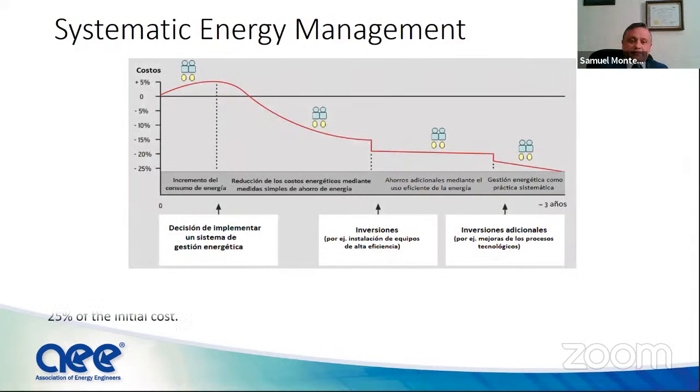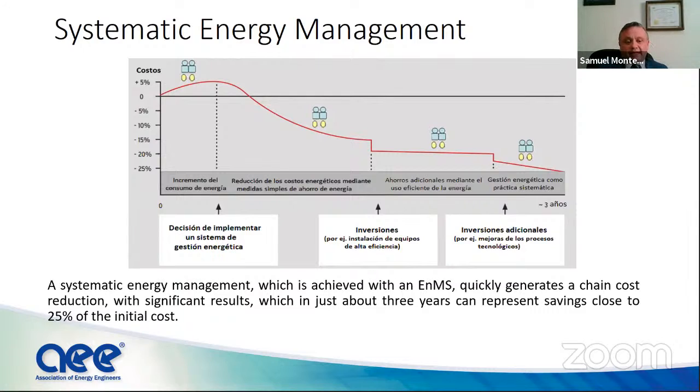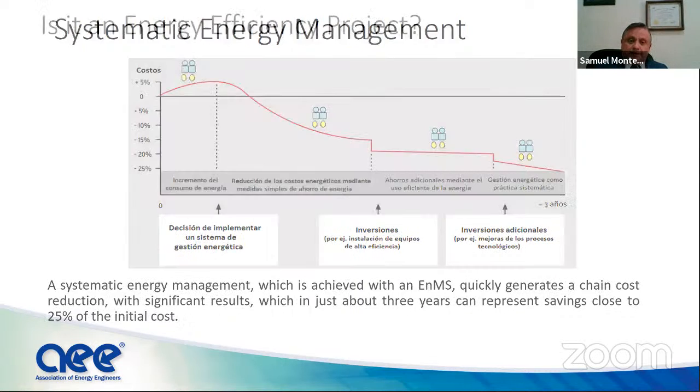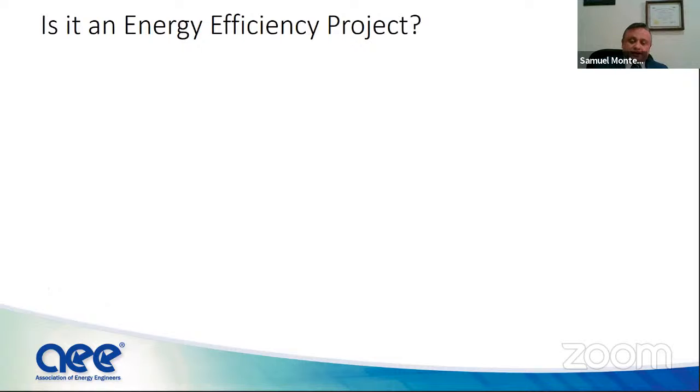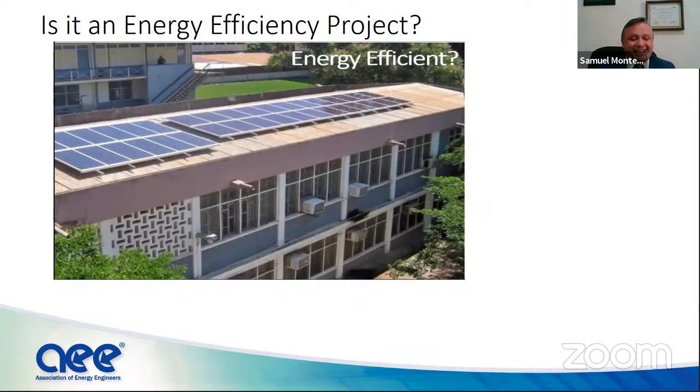If you look at systematic energy management, it is achieved with the energy management system, which quickly generates a change, cost reduction with significant results. With this, in just about 3 years you can save close to 25% of the initial cost. It's quick for this, but look at this: it's an energy efficient project. We look at this one, but there is more.